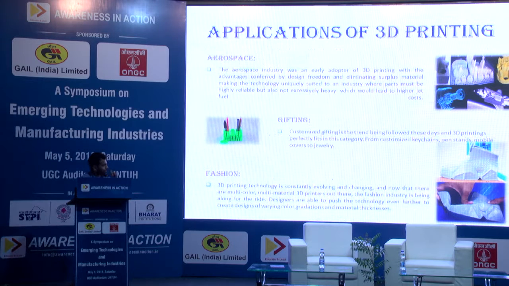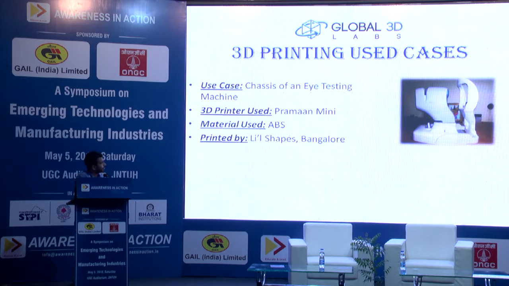Other than that, at the Lakme Fashion Week, people tried printing different attires and walking the ramp, but it wasn't so successful. So the use cases that we did: it is the eye testing machine. Praman Mini is one of our printers that we have. The material used was ABS. It was printed by Lil Shapes Bangalore, that's one of our clients.